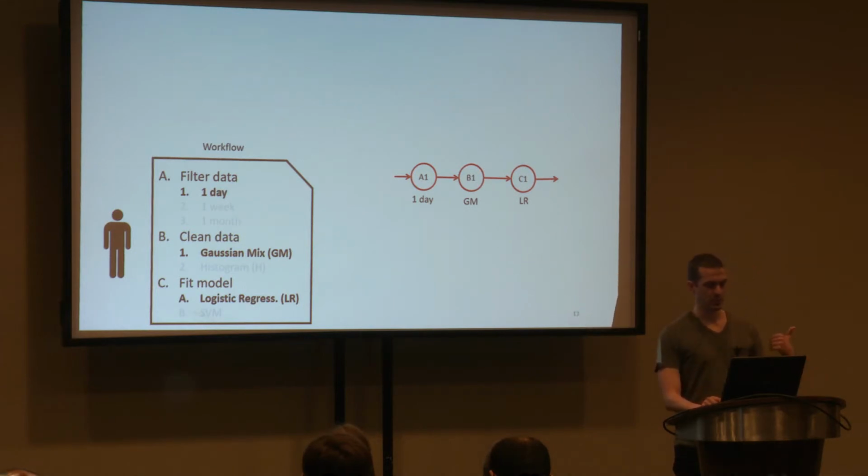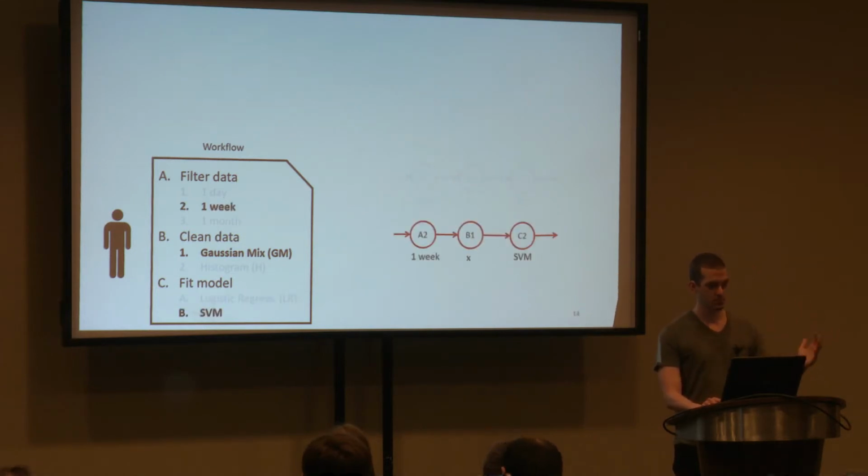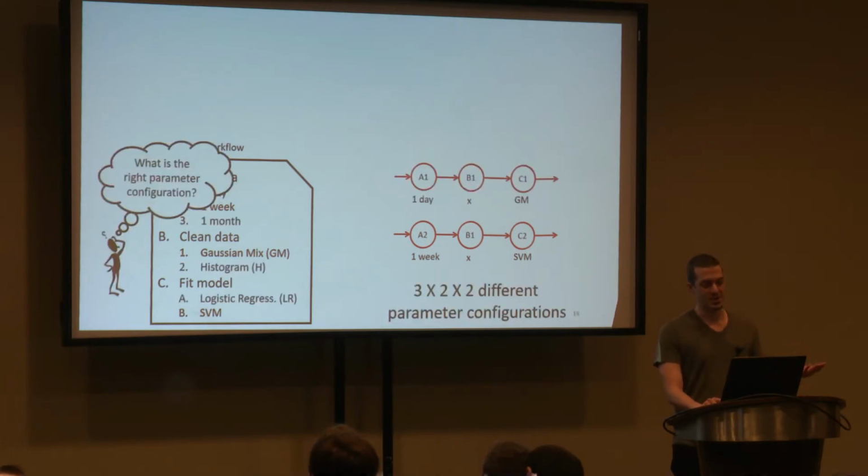Another option would be to instead select one week's worth of data and use some support vector machine, for example, to do the classification. And when you start thinking about this, there's a lot of different parameters. It's just unclear which one is going to perform best. Which set of parameters is going to give us the best answer for figuring out which wells are underperforming.